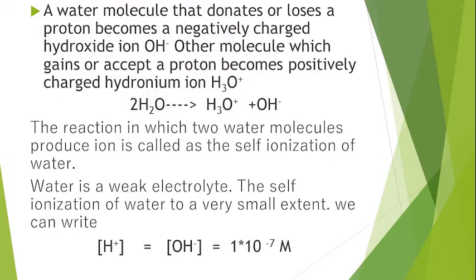A water molecule that donates or loses a proton becomes a negatively charged hydroxide ion, or OH⁻ ion. The other molecule which gains or accepts a proton becomes a positively charged hydronium ion. You can write this in the form of an equation: 2H2O is the reactant side, and H3O⁺ and OH⁻ is the product side. The reaction in which two water molecules produce ions is called the self-ionization of water.